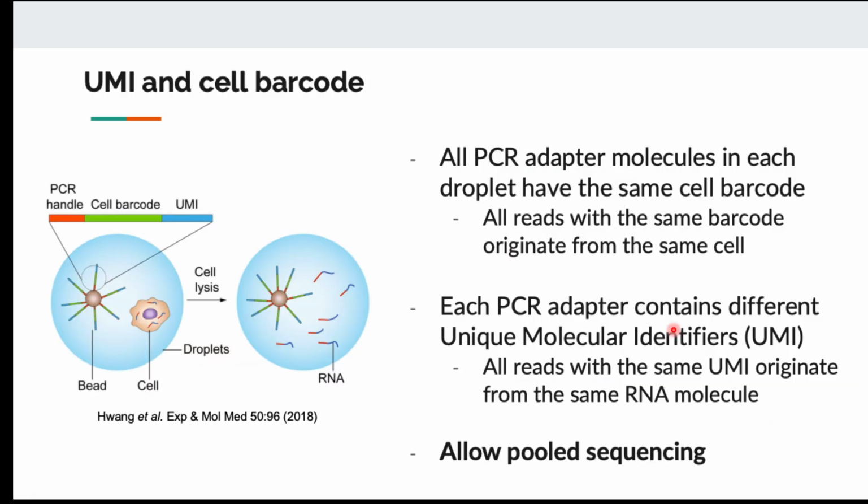So in single cell technology, in their PCR handle, they are incorporating the cell barcode. So in each droplet that contains one cell, all the PCR reactions in here are going to have the same barcode. So every RNA molecule from these cells is going to be attached to the same cell barcode. So you can use this cell barcode to assign each sequencing read to individual cells.